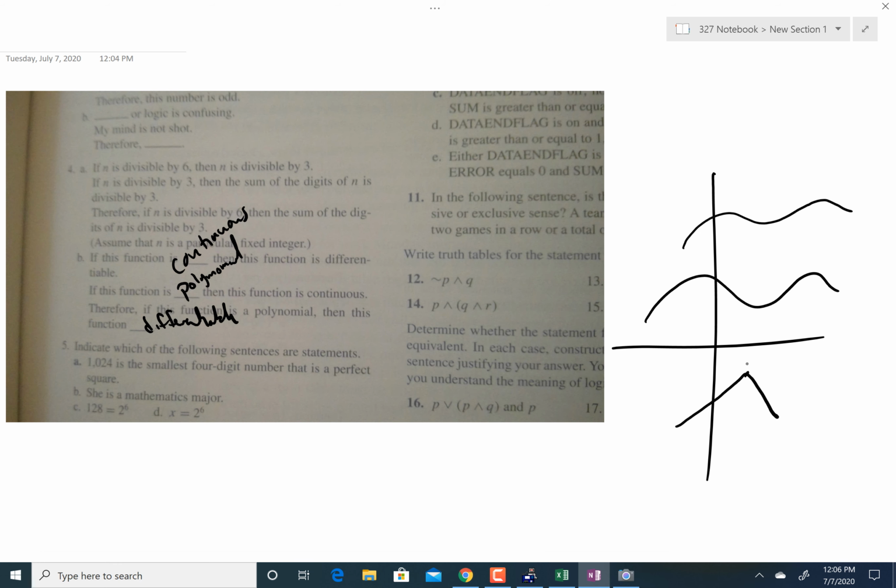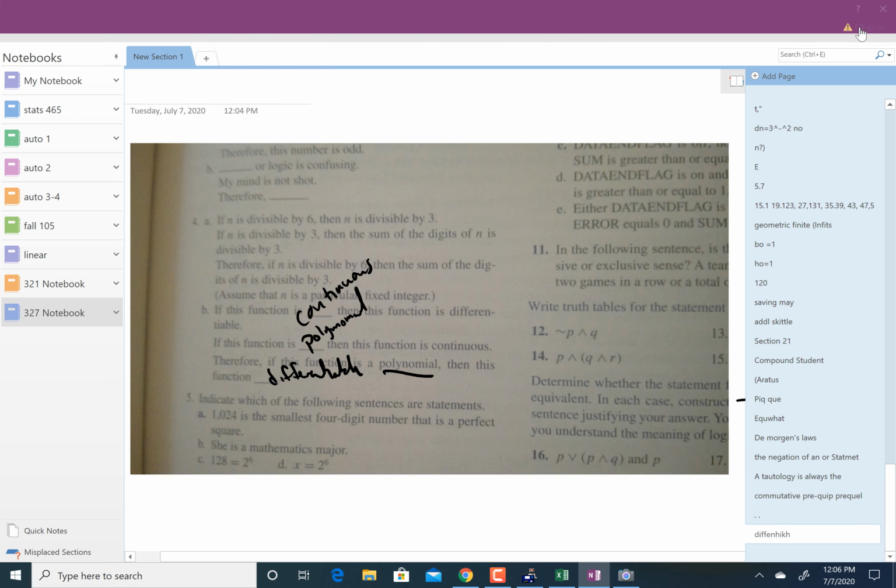The function is a polynomial, the function is continuous. That's true. How did I know to pick polynomial? Because it mentions polynomial down here. Obviously, we need to tie polynomial and differentiable together, clearly. Okay. So, yep. There you go.